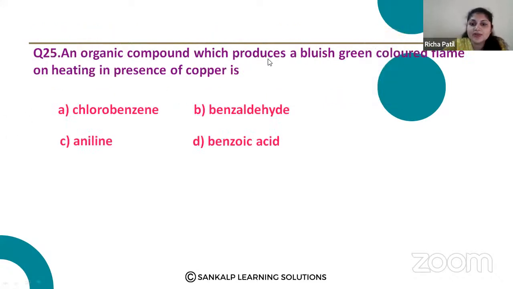An organic compound which produces a bluish green colored flame on heating in the presence of copper is. Okay, so the answer is A. Chlorobenzene produces a bluish green colored flame on heating in the presence of copper. This is called Beilstein's test.